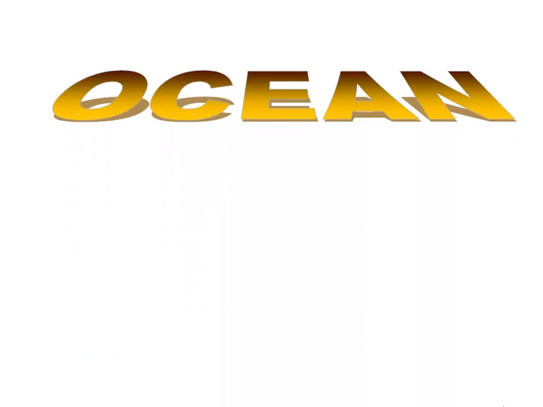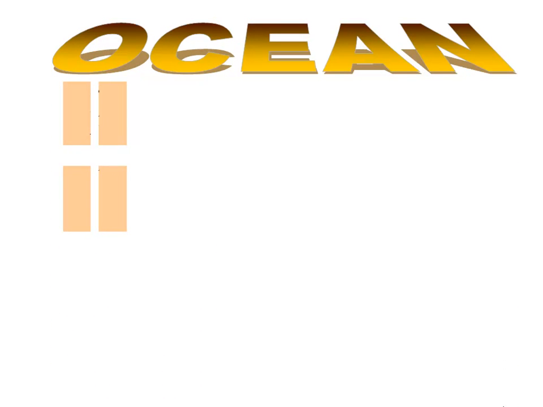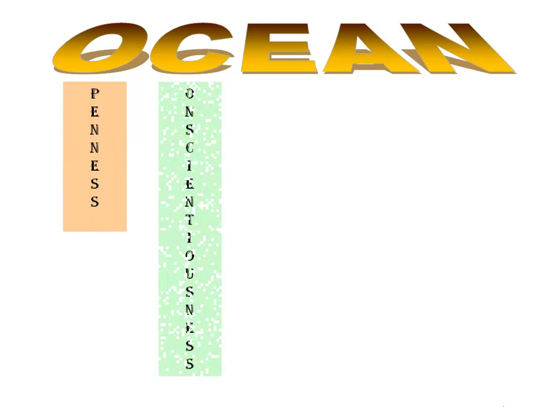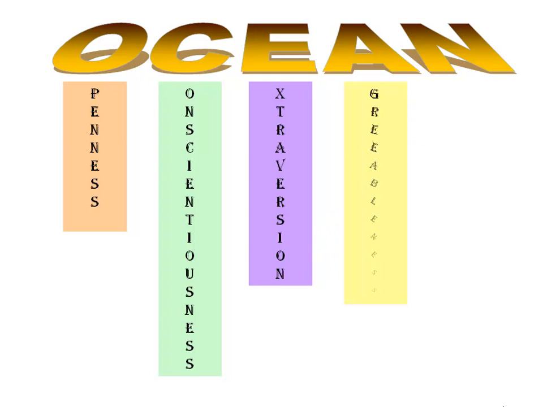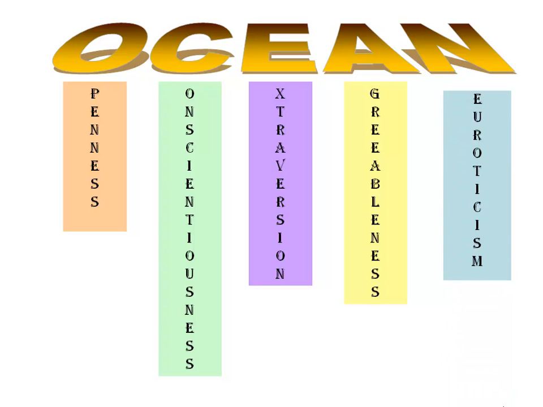The Ocean Model measures 5 commonly used personality traits: openness to new ideas, conscientiousness, extroversion, agreeableness, and finally, neuroticism. You can rate yourself on each one as we go through them: low, medium, or high.